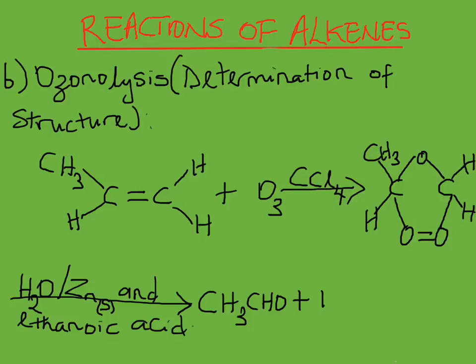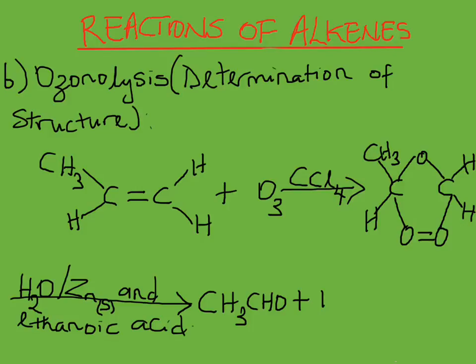How can you hydrolyze this ozonide? This ozonide can be hydrolyzed using water or zinc dust and ethanoic acid to form carbonyl compounds. Carbonyl compounds are aldehydes and ketones. It's going to form carbonyl compounds and hydrogen peroxide. To avoid the oxidation of the carbonyl compounds by the hydrogen peroxide, zinc dust is added, which reduces the hydrogen peroxide to water.